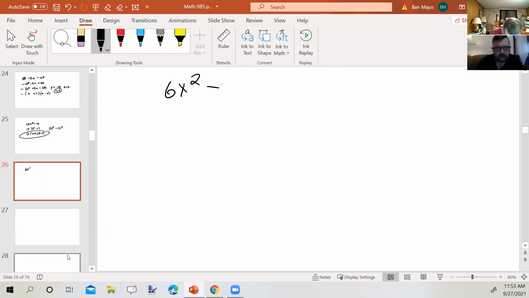6x squared minus x minus 16. This is a trinomial. It's in standard form. There's no greatest common factor. It's not a perfect square. It doesn't have a leading coefficient of 1, so I'm going to use grouping. So A is 6, B is -1, C is -16, the product is -96, and the sum is -1. That looks like a 5. That's supposed to be an S.